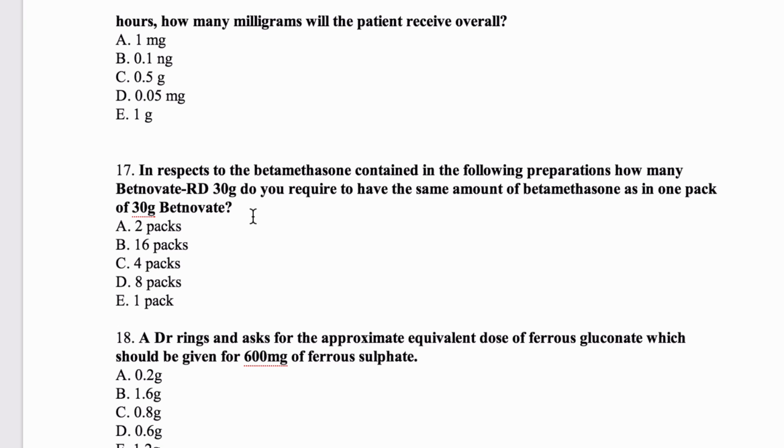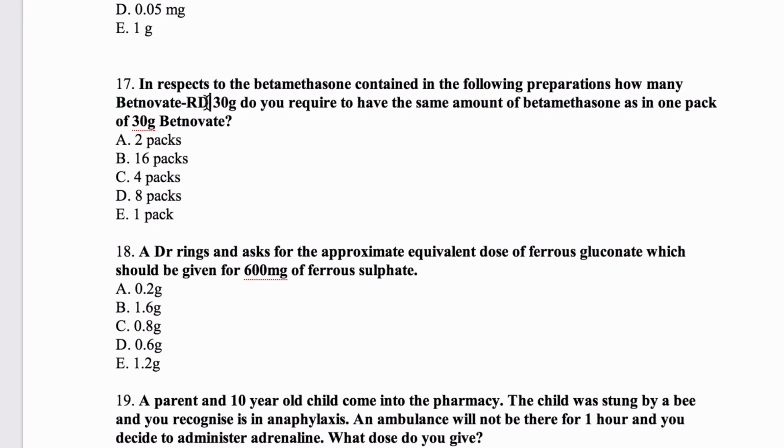For that betamethasone, you'll have to look it up in the BNF. Yeah, it's good to know though that I know this off by heart. RD is usually 4 times less. So the answer is C. You need 4 times as much.